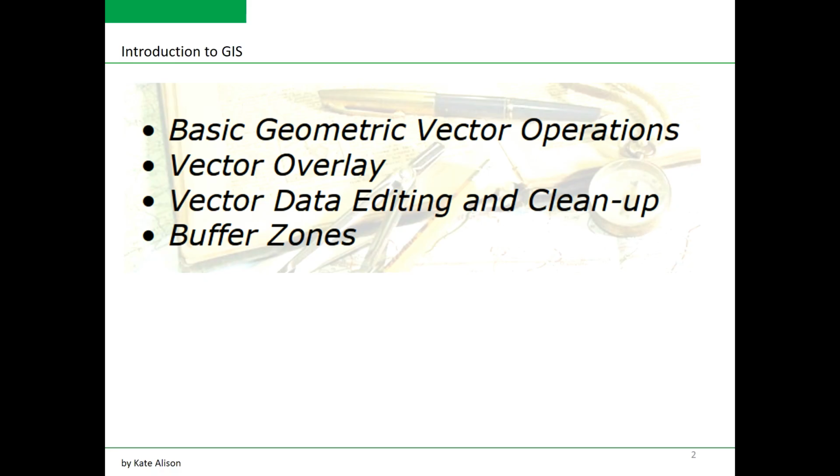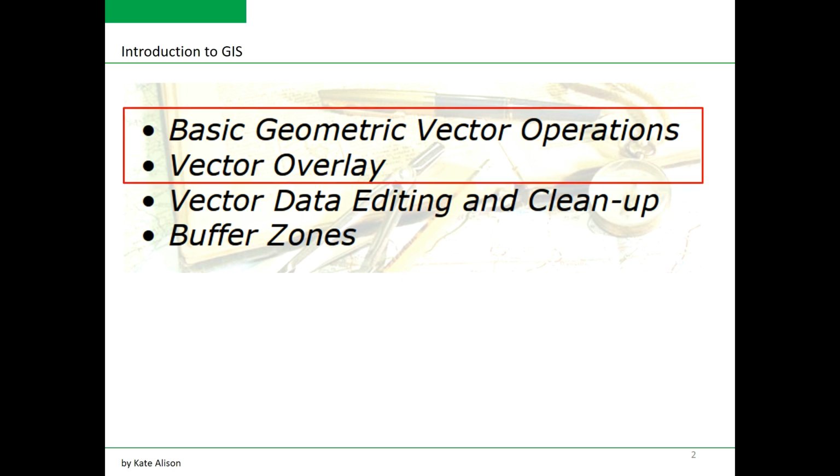Overall, when we talk about vector operations in this GIS context, there are four different types of vector operations that we could distinguish. These are basic geometric vector operations, such as calculation of distances within the GIS environment, vector overlay, vector data editing and cleanup, and calculation of buffer zones. In this video, I'm going to talk about the first two types of operations.